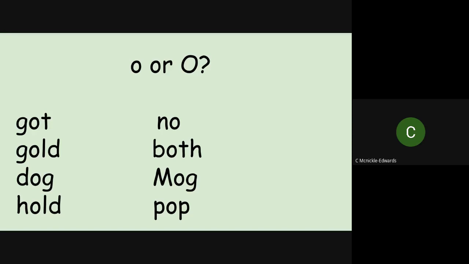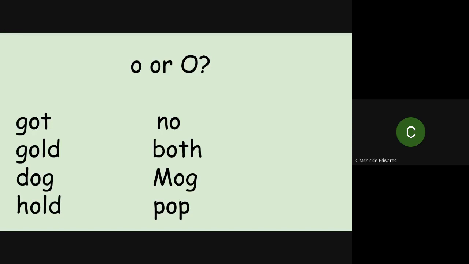Moving across to the next word. Now it's got a capital letter because it's a name. M, o, g, mog, or M, o, g, mog. Again, that would have the short o pronunciation. And then moving on to the bottom line, h, o, l, d, hold, or h, o, l, d, hold. So that would have the long O pronunciation.